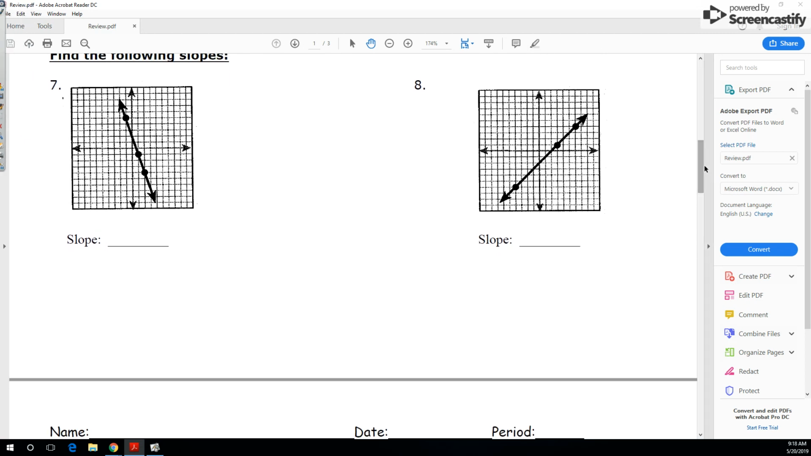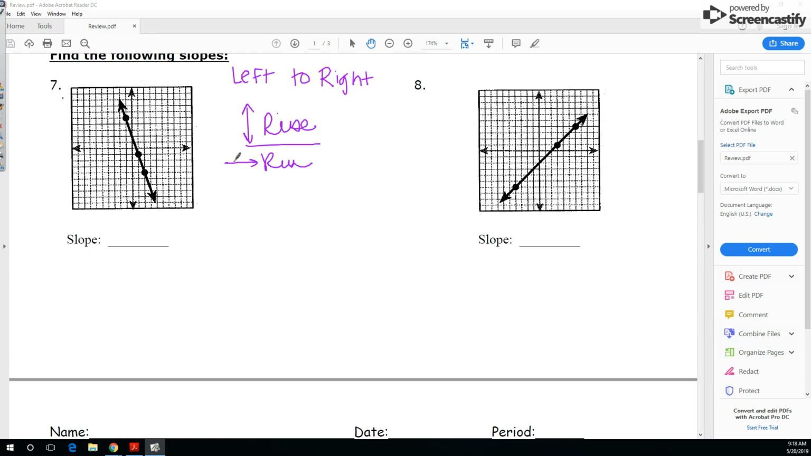Okay, find the slope from a graph. So we are counting. We always go from left to right. And we are looking at rise over run. So from left to right, we're going down, so we're going negative. Negative 1, negative 2, negative 3, 4, 5, 6. Then we go to the right 2. Down 1, 2, 3 over 1.